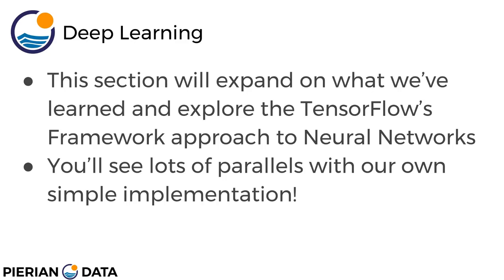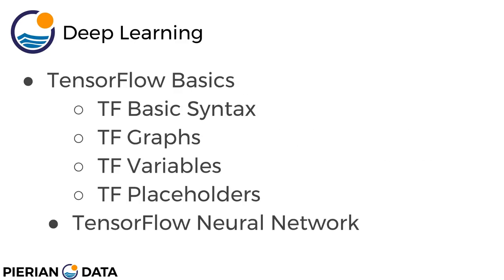And hopefully you're going to be seeing lots of parallels with our own simple implementation that we performed in the previous section. So let's cover what this section is actually going to do. We're first going to start off with just going over the basic syntax for TensorFlow, and then we'll discuss TensorFlow graphs, variables, and placeholders, and those are all going to feel very familiar based off what we've already covered. Then we'll actually implement a TensorFlow neural network.